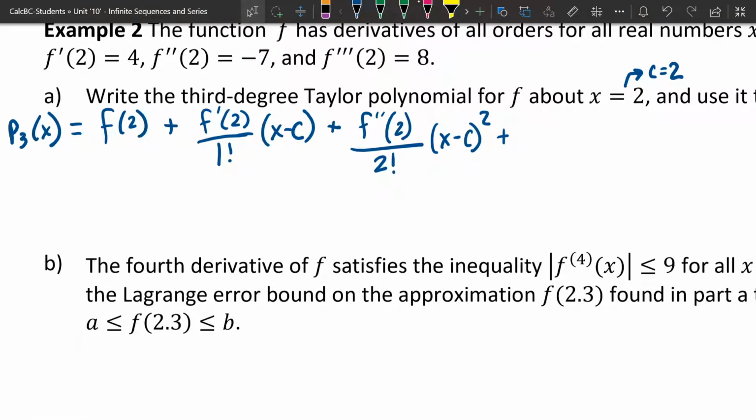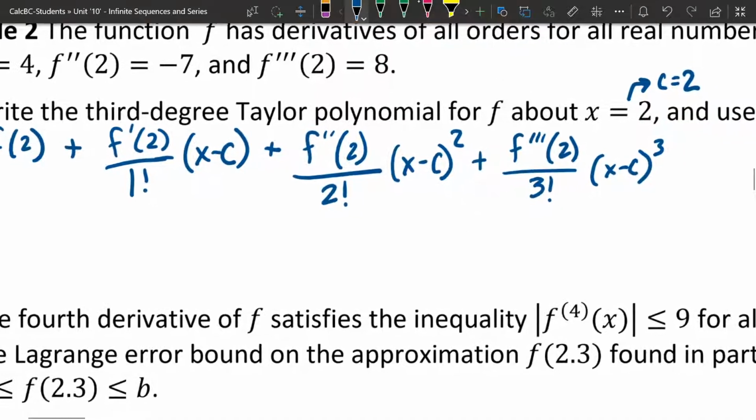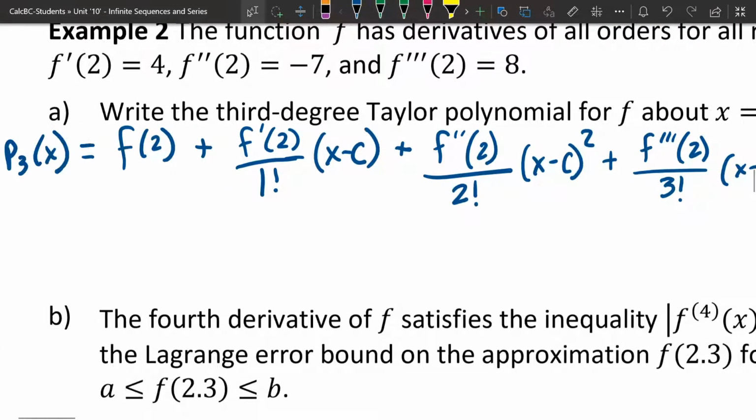And it says, what does it say? Third degree, so one more. So the third derivative of our function at 2 over 3 factorial times x minus c to the third power. All right, so now let's plug in and see what we get. This is our P sub 3.